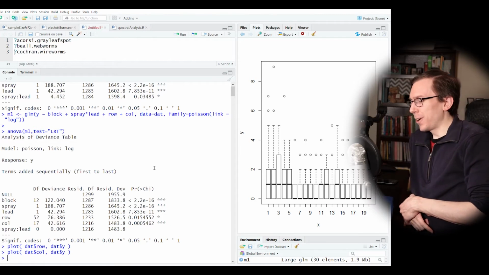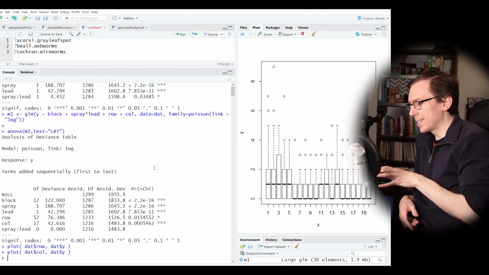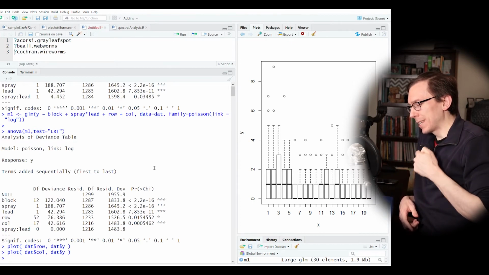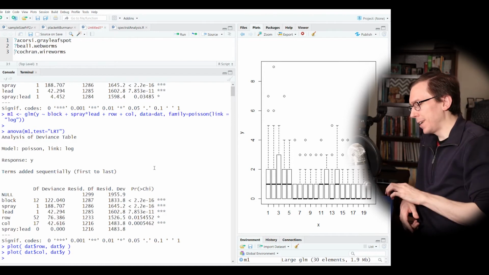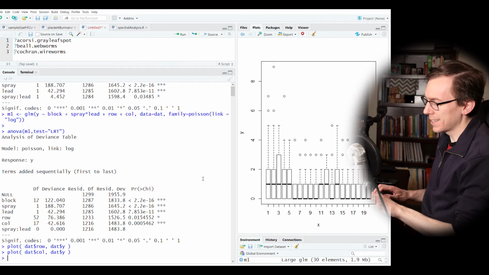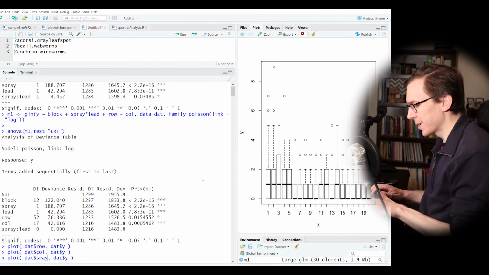I guess these are also hard to interpret, again, because we're looking at these as Poisson counts data, and we're not looking at them as normal data. So it becomes a little bit harder to interpret the box plots, which is another reason why we need a generalized linear model. Though, I want to look at spray and lead before we're done, if I can type it correctly.